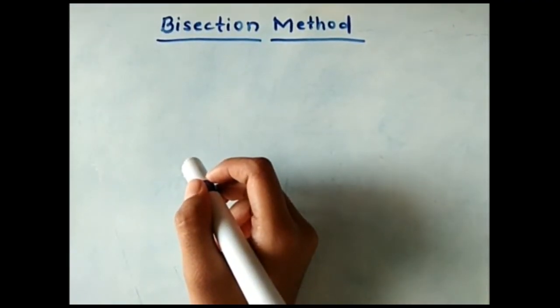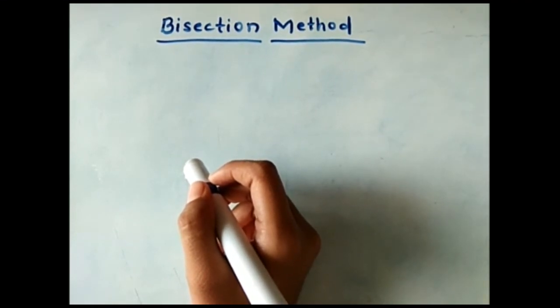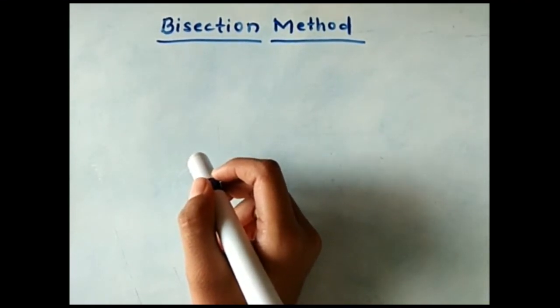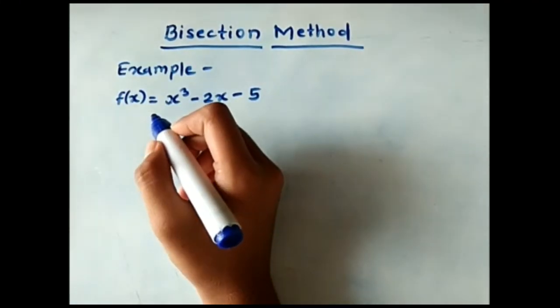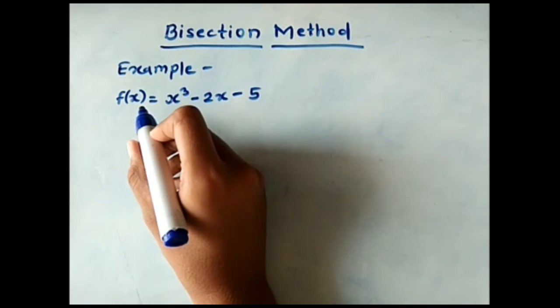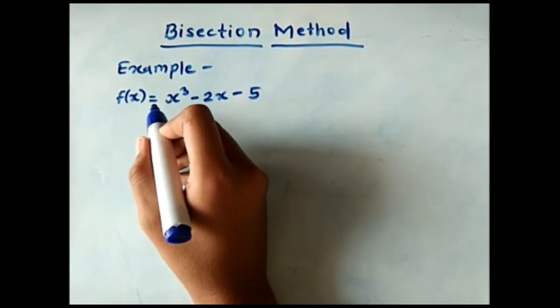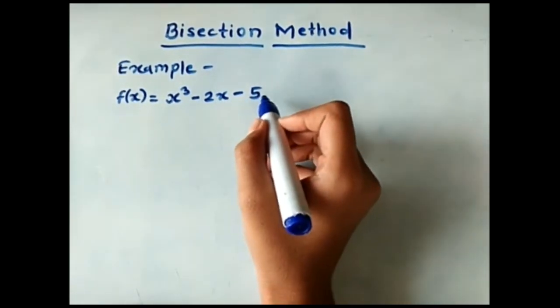In the previous session, we had discussed what is bisection method. Now, in today's session, we will discuss an example of the bisection method. Let us consider the equation f(x) = x^3 - 2x - 5.